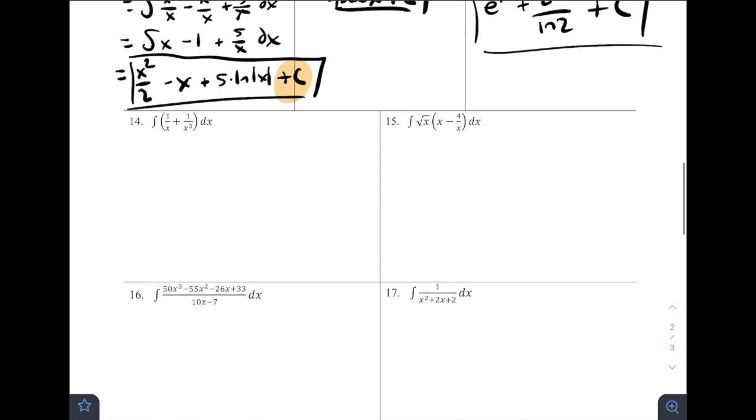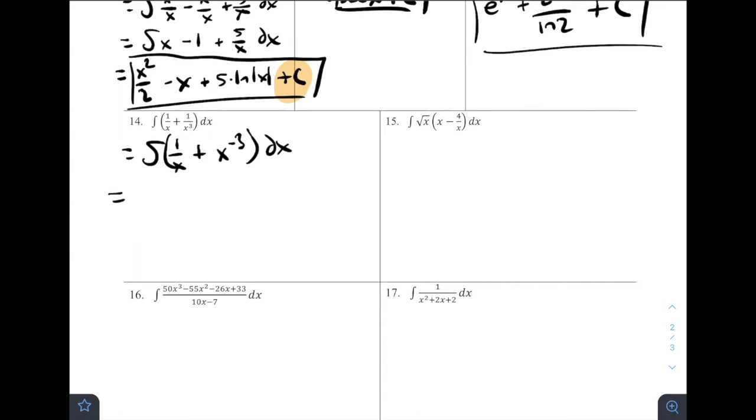Number 14. Let's rewrite this one. This looks like the integral of 1 over x plus x to the negative 3 dx. I didn't rewrite the 1 over x because I'm always on the lookout for it, since I know that's going to be a natural log when I take the antiderivative. But because there's a cubed there, I did rewrite that.